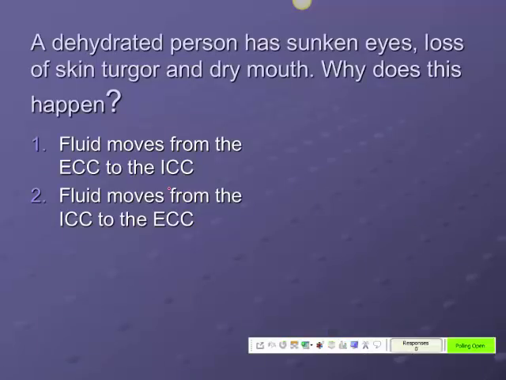so answer this, and I mentioned this earlier. Why does this happen? This is extracellular compartment, and this is intracellular compartment. ICC and ECC stand for that.